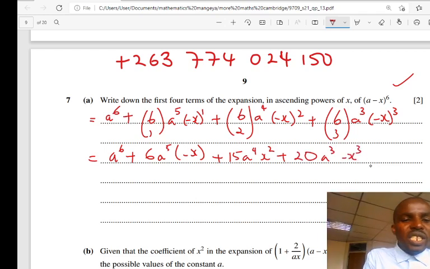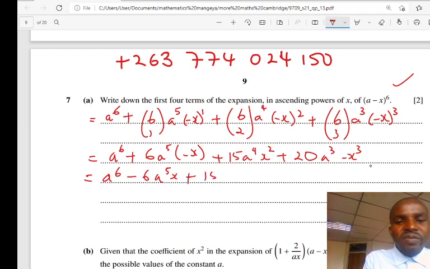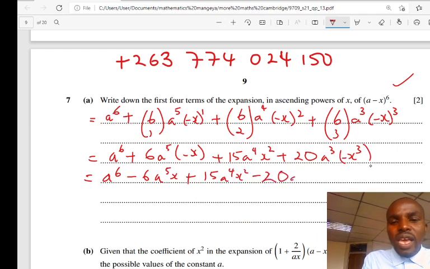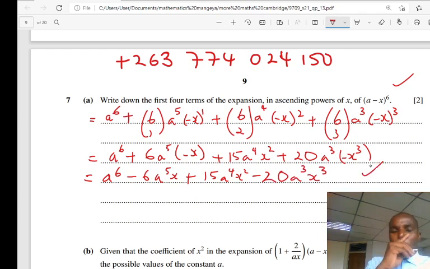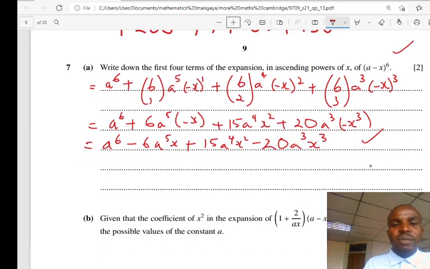Let me simplify further. a^6 minus 6a^5x plus 15a^4x squared. Then this one will be minus, because I'm applying with minus x cubed here, 20a cubed x cubed, like this. Then you can say we are done. These are the first 4 terms.